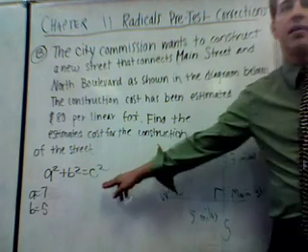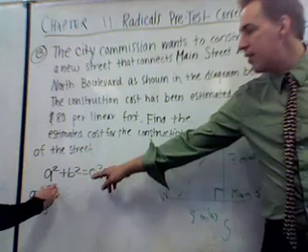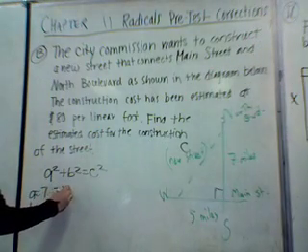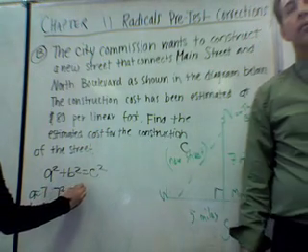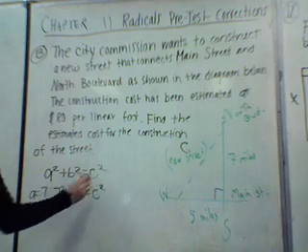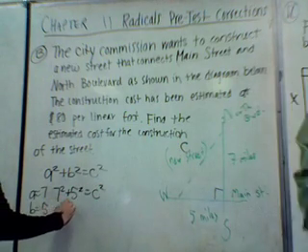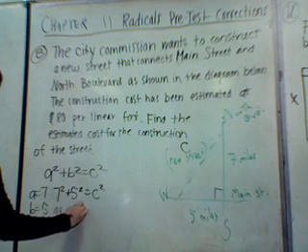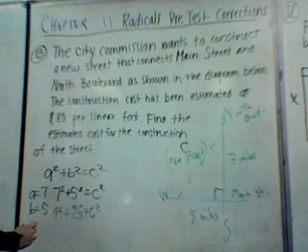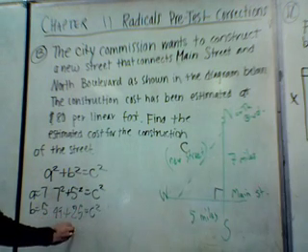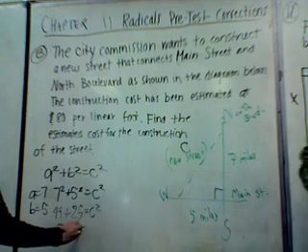So now we can fill this formula out. We're going to put A squared, 7 squared. What's B squared? 5 squared equals C squared. That's 49 plus 25 equals C squared. And that's equal to 74. C squared equals 74.